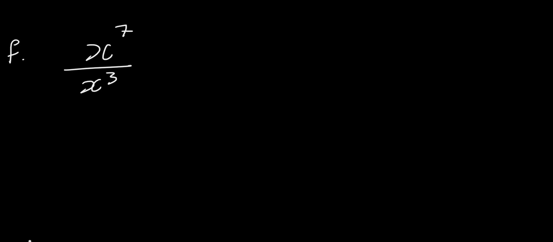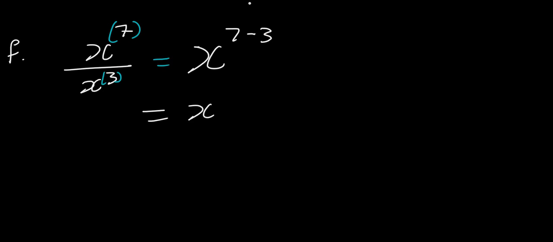Question F, x exponent 7 over x exponent 3. So all we have to do now is to subtract the exponent of the denominator, which is 3, from that of the numerator, which is 7. But we have to also keep the base, which is x. So we have x exponent 7 minus 3. And the final answer becomes x exponent 4.